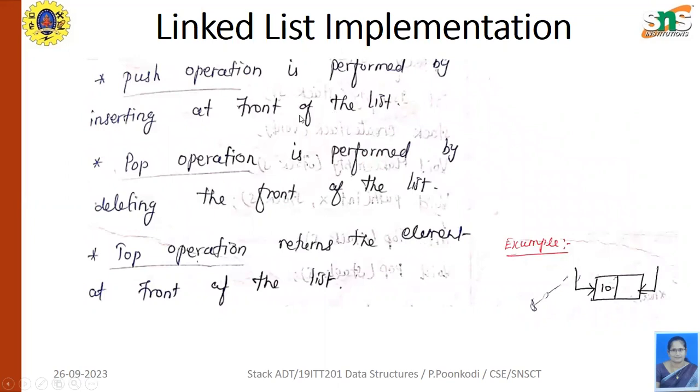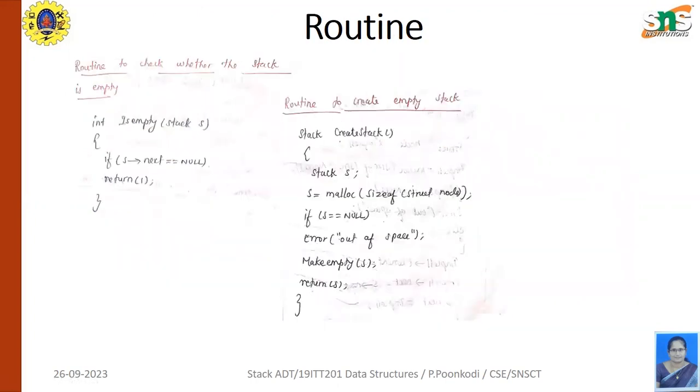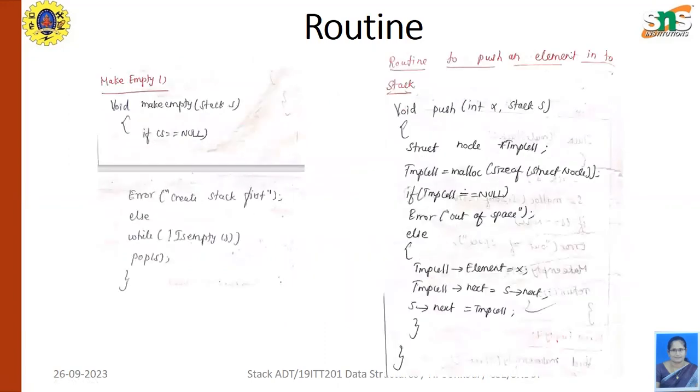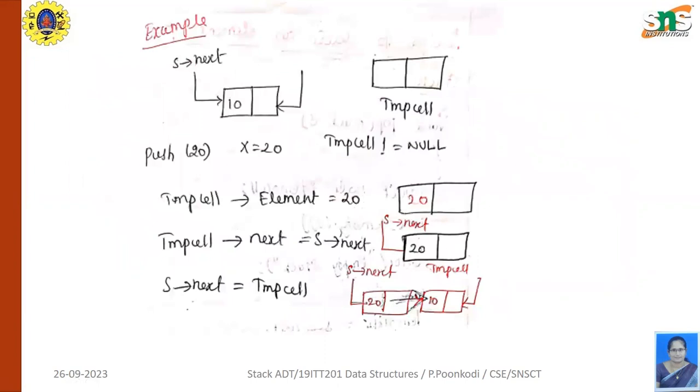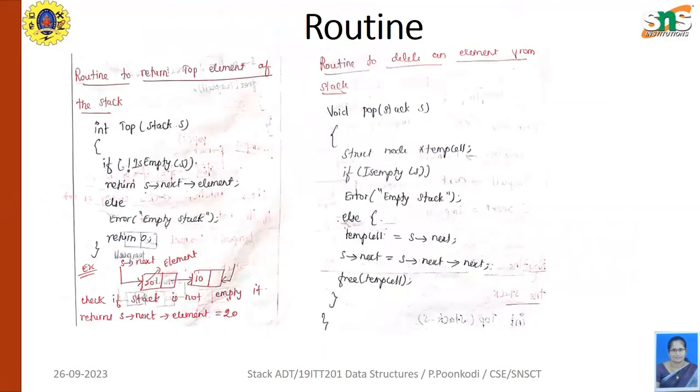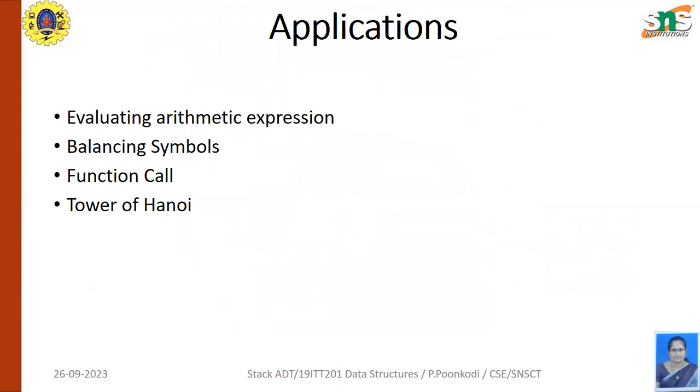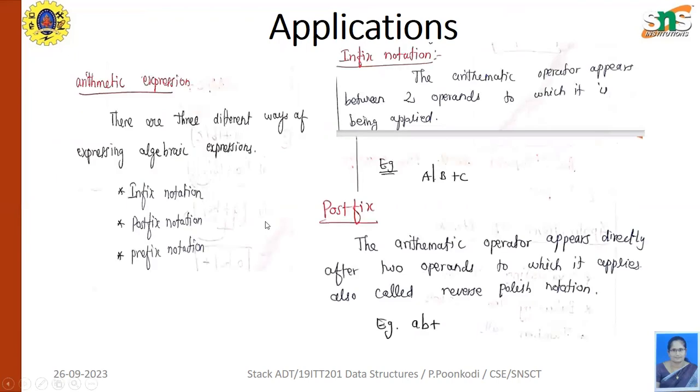This is the linked list implementation of the stack ADT. Here also you will do push operation, pop operation, and top operation. This is the routine to check whether the stack is empty or not. The next routine is to create the stack using the linked list implementation and check empty and push operations. And this is the example for the linked list. Then the applications of our stack ADT are evaluating arithmetic expressions, balancing symbols, function calls, and power of an.